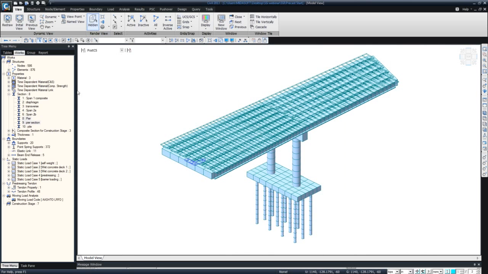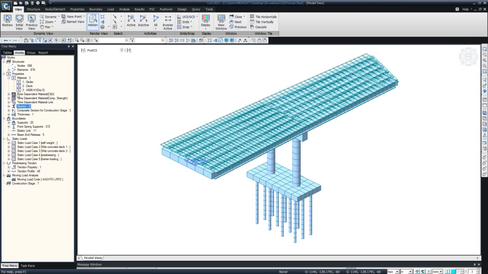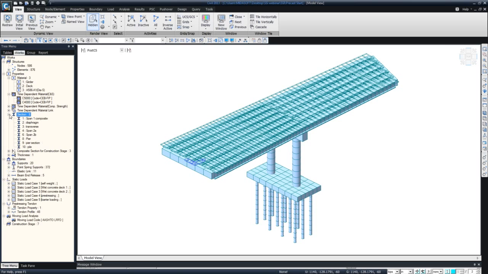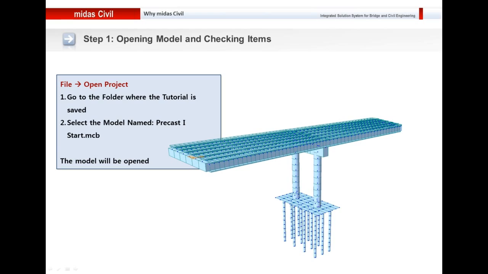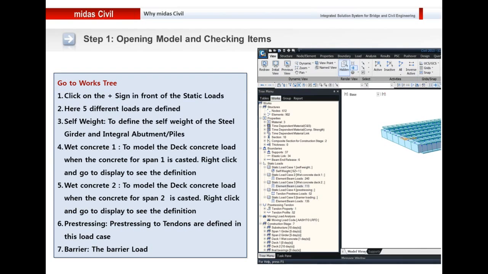Before we actually define the supports, let me walk you through the different elements that have been defined in this particular bridge. We have 3 different materials, we have time-dependent materials, we have different cross sections that have been used, and then we have different supports that have been defined in this particular model. So going back to the tutorial, you can walk through the works tree to see the different definitions for materials, time-dependent material, cross-section, etc.